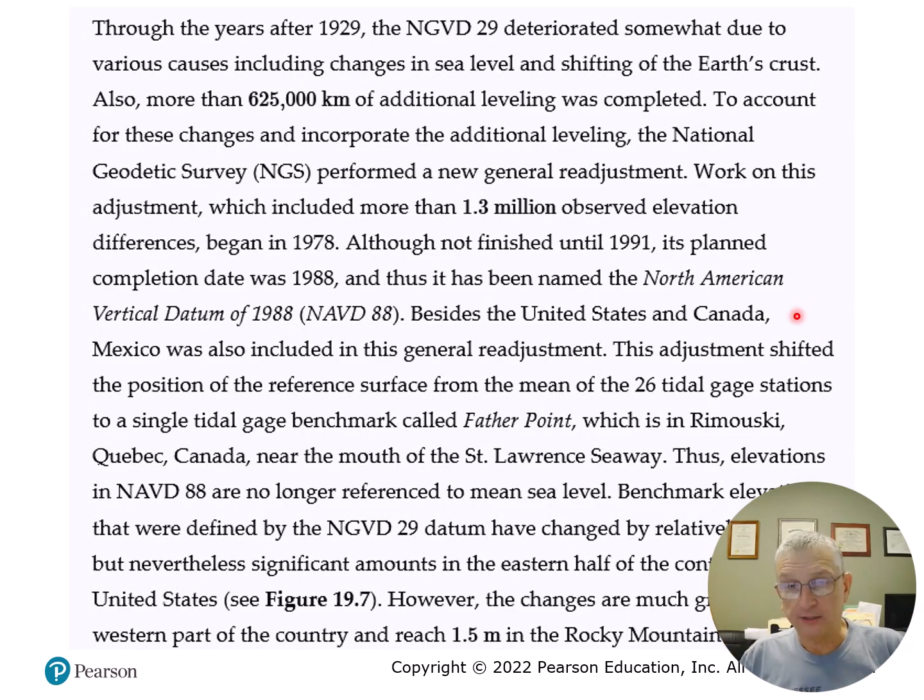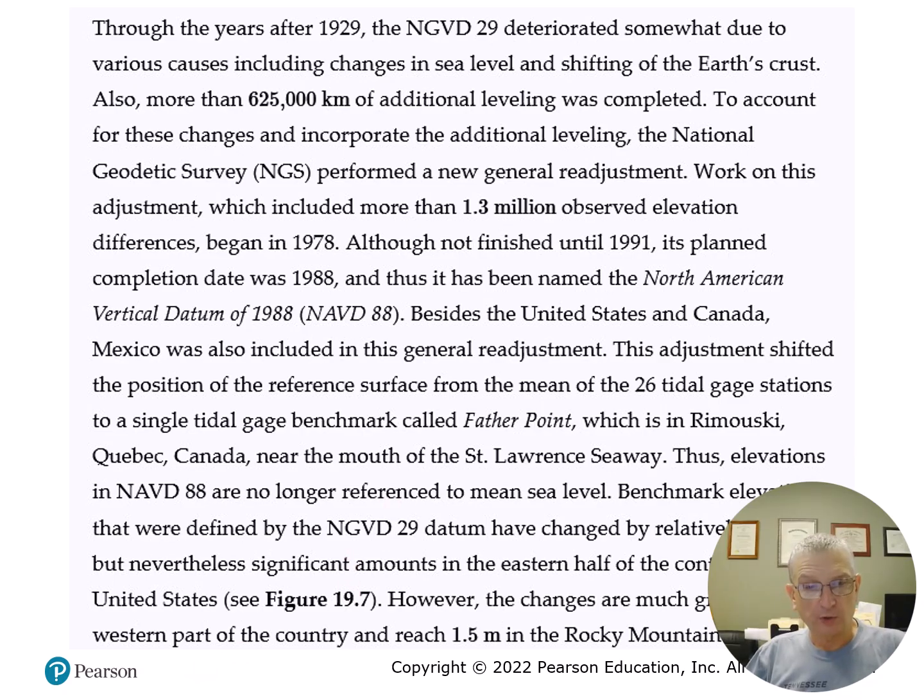So as time goes on, one thing that I think is interesting is they started the whole effort to update the vertical datum in North America in 1978. That work took 13 years and was finished in 91. But when they started in 78, they anticipated being done in 88. So the whole project, all of the national publications, everything, called it the North American Vertical Datum of 1988, but it didn't come out till 1991. So we were using NGVD 29 until at least 1991.